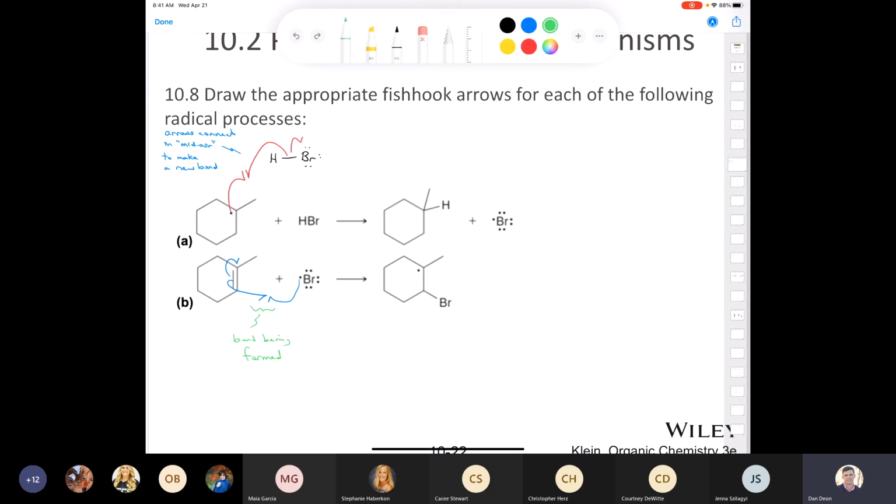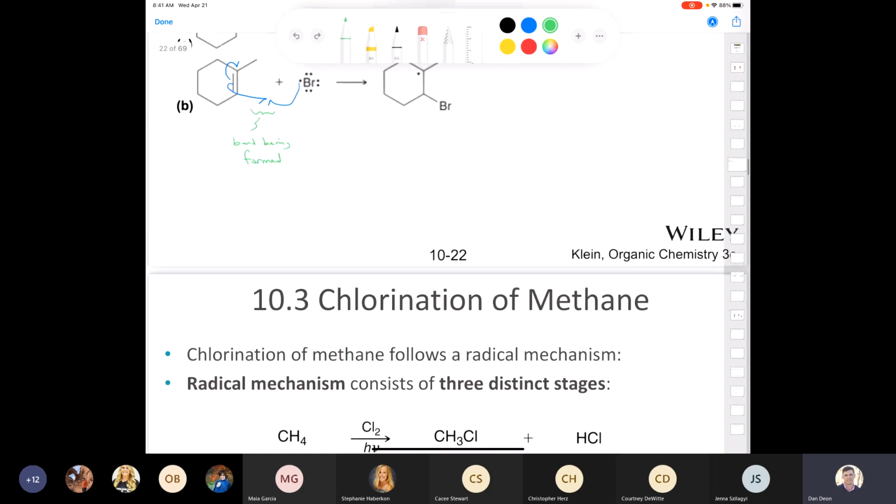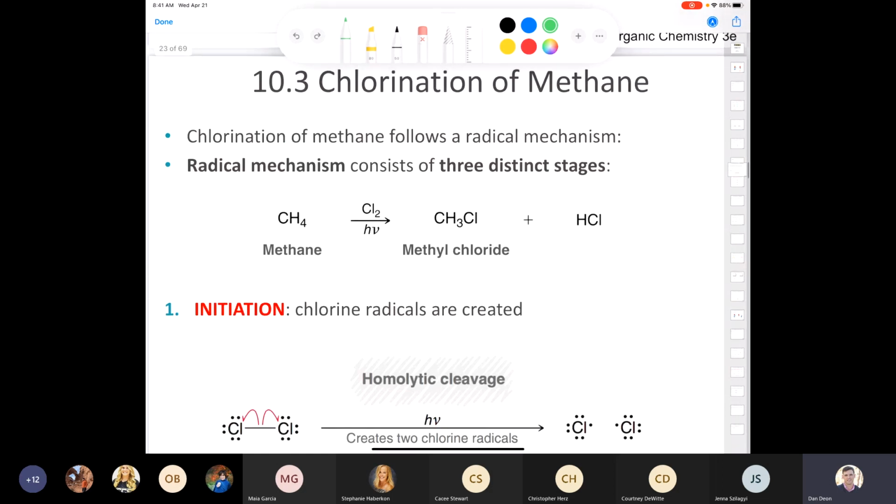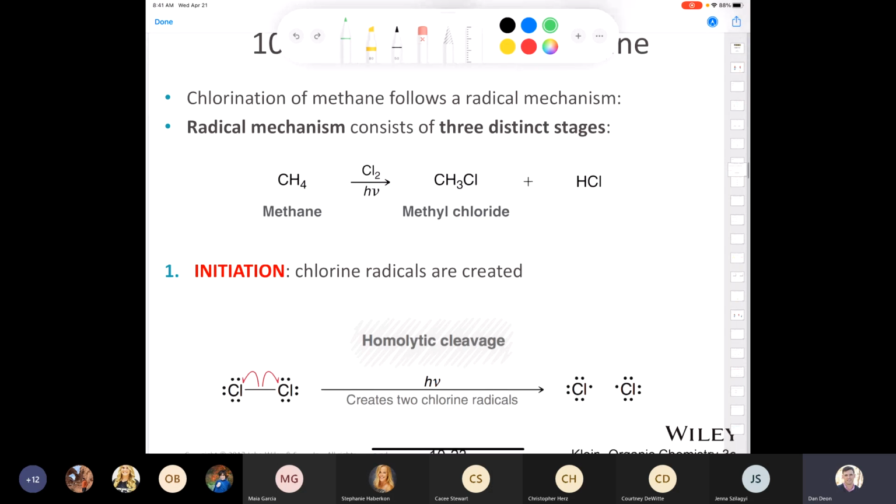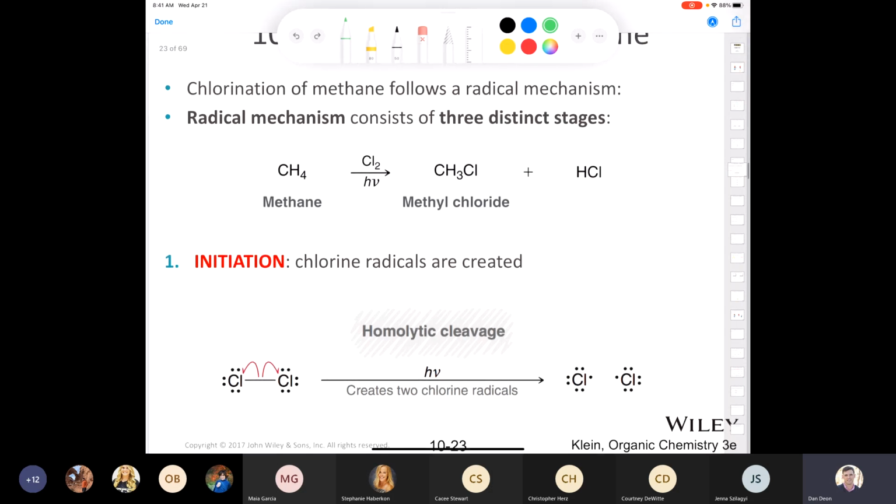All right, well, let's move on to section 10.3, which if you look at the title of it, you think that doesn't look very interesting. The Chlorination of Methane. Okay. Before you make any harsh judgments, make sure you see the whole story before you're saying, oh, that doesn't seem exciting. It might not seem like the most interesting reaction if you just look at it.